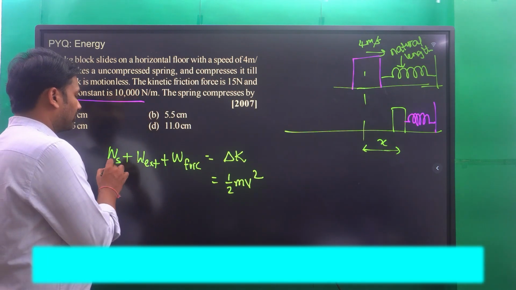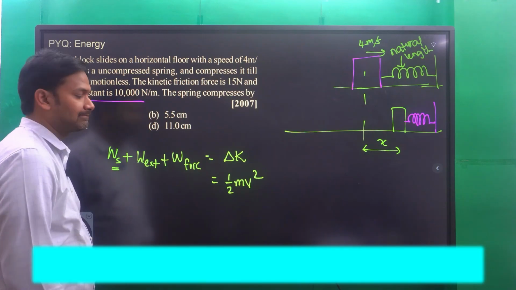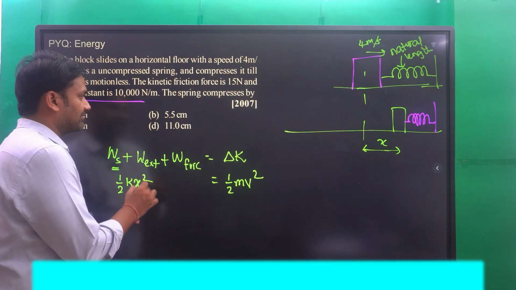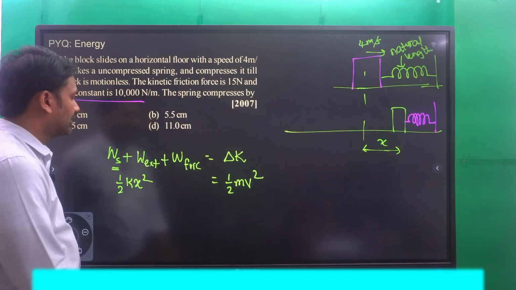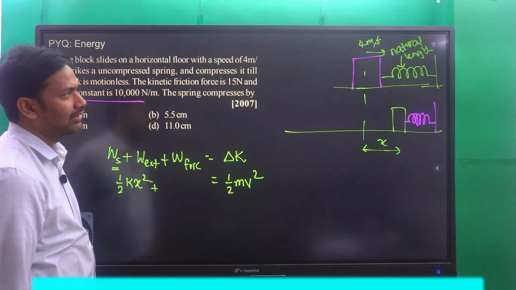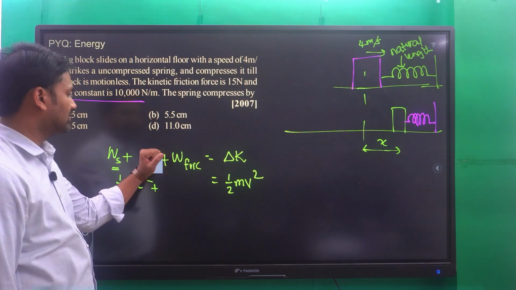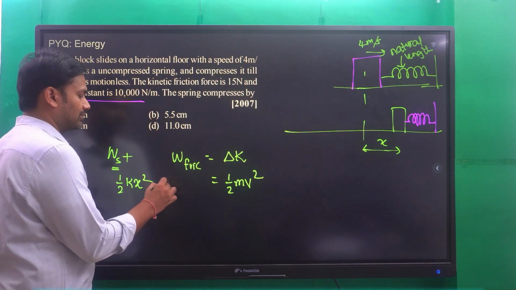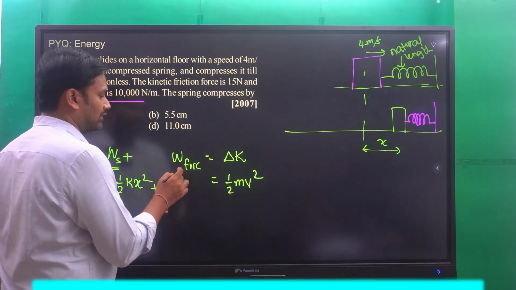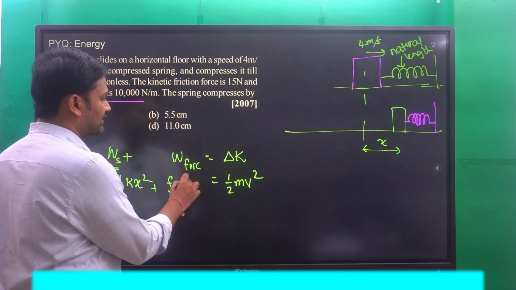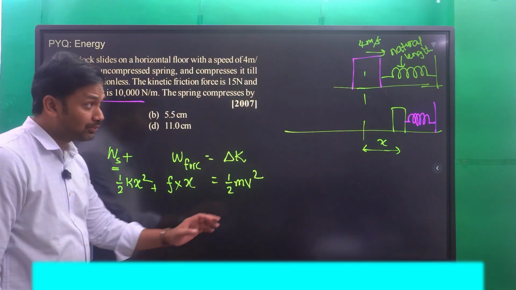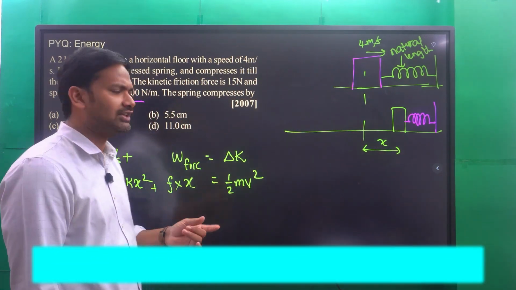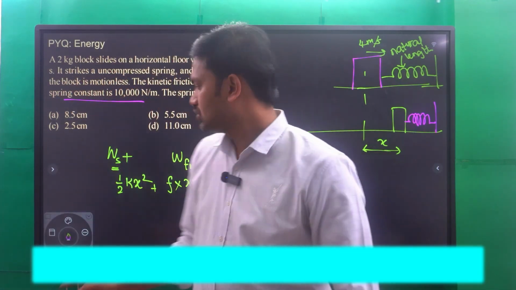Now work done on the spring we can say half kx square, right? Plus, there is no external force. Let us remove this. Only we have the frictional force. Frictional force into displacement is x. Suppose this block is moved for x distance, the friction also will be acting for that x distance. So F into x.